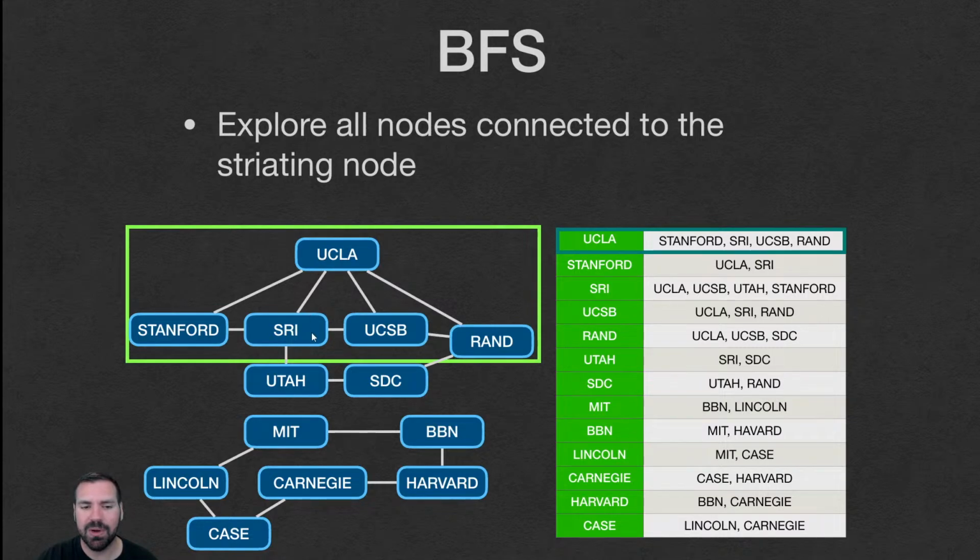Those have both been explored. SRI, UCLA, UCSB, Utah, and Stanford. So I'll find Utah. UCSB is going to find SRI, UCLA, and Rand. Those have all been explored, so I learned nothing new. And then Rand is going to find UCLA, UCSB, and SDC. So SDC is the new one.